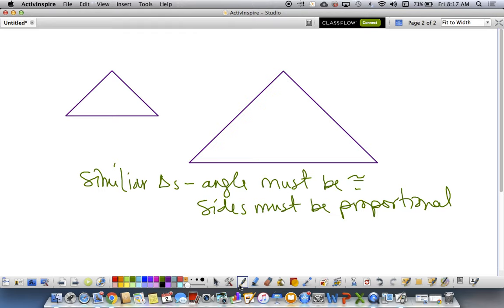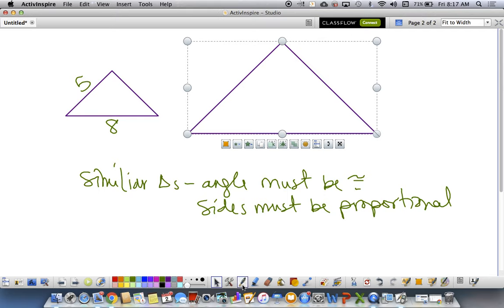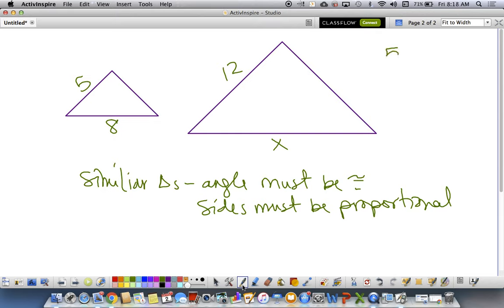What happens if we know some side lengths? 8 and 5. Go up just a little bit. And 12 and x. Can you find x? Of course you can. What are you going to do? Cross multiply. How are you going to set it up? Is that exactly how you would do it? That's not my first thought.